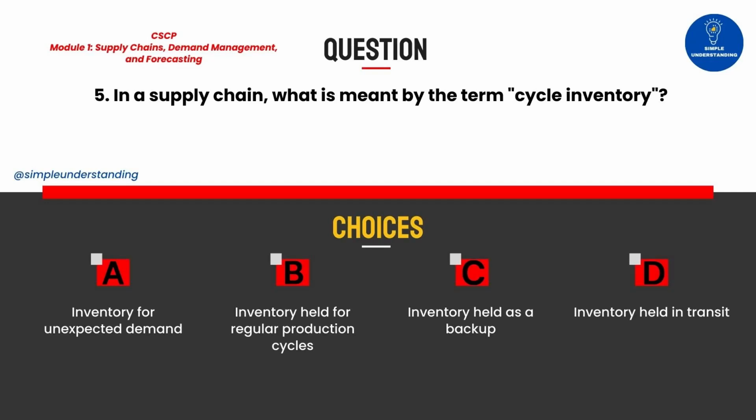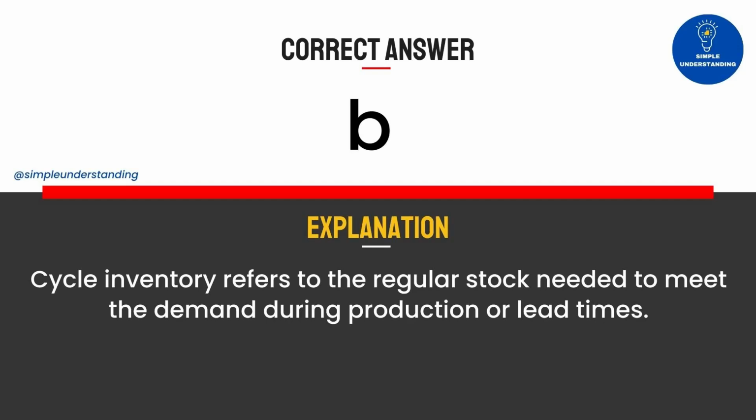5. In a supply chain, what is meant by the term cycle inventory? A. Inventory for unexpected demand. B. Inventory held for regular production cycles. C. Inventory held as a backup. D. Inventory held in transit. Correct answer, B. Explanation. Cycle inventory refers to the regular stock needed to meet the demand during production or lead times.